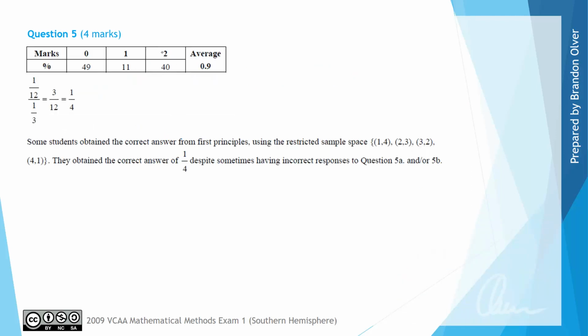So around 40% of students got full marks for that question, and some of the students obtained the answer from first principles. So similar to what we did with the grid, for some students they were able to obtain that correct answer of 1/4, despite sometimes having incorrect responses for 5A and/or 5B, which were sort of lead up questions that you could have used to help answer this problem.